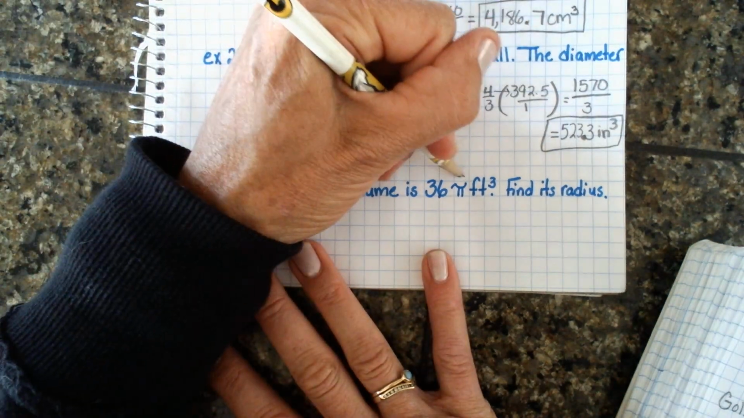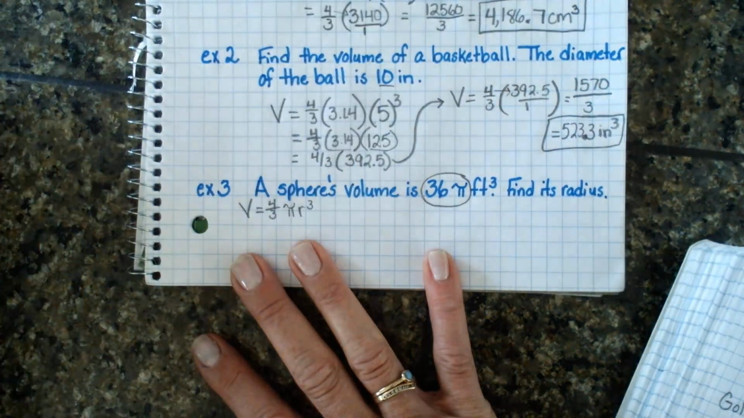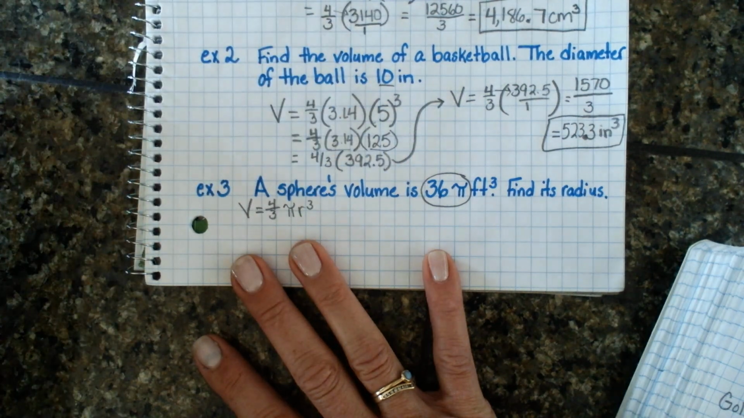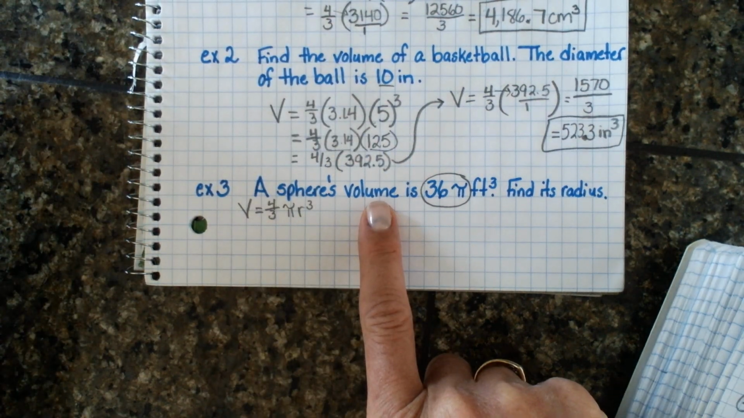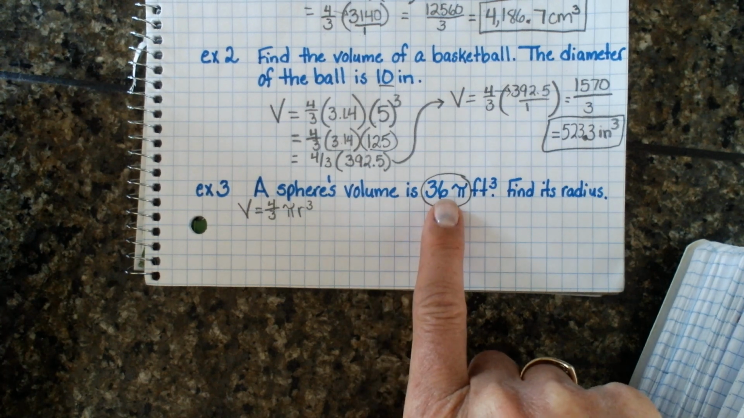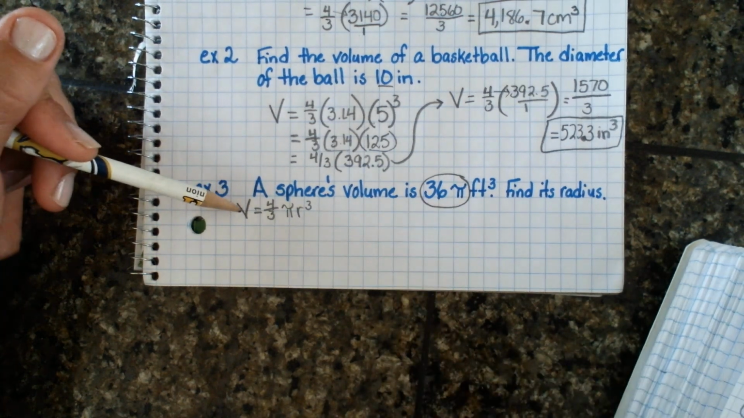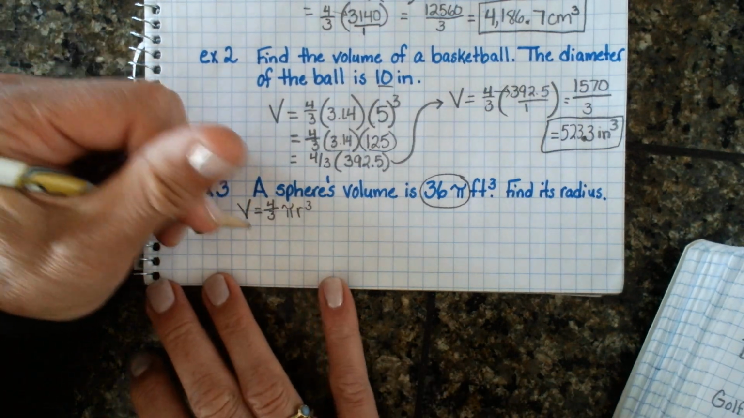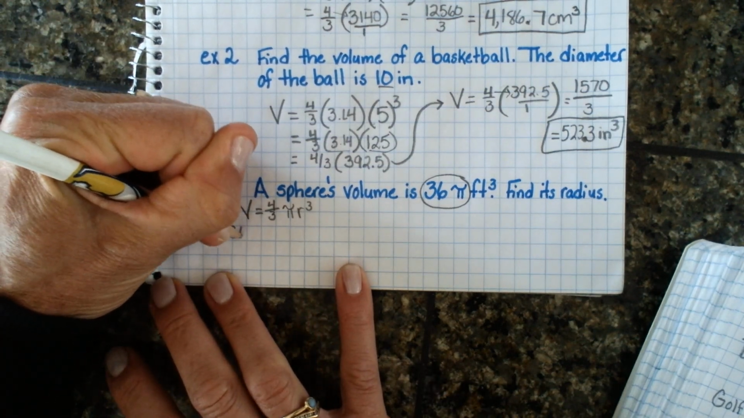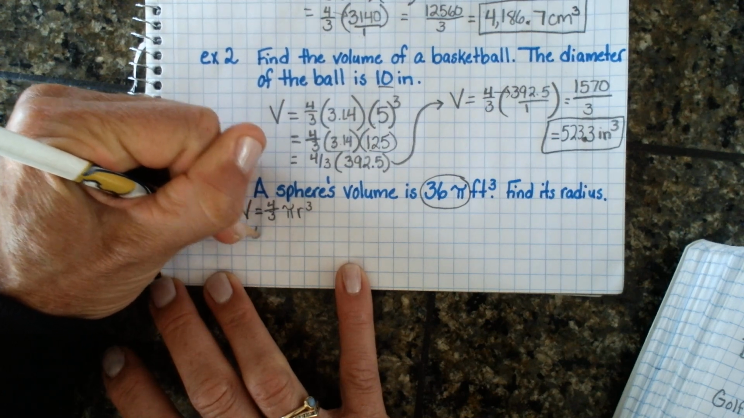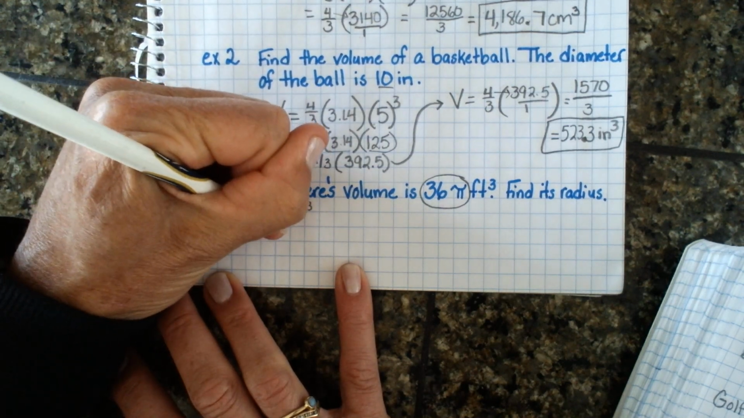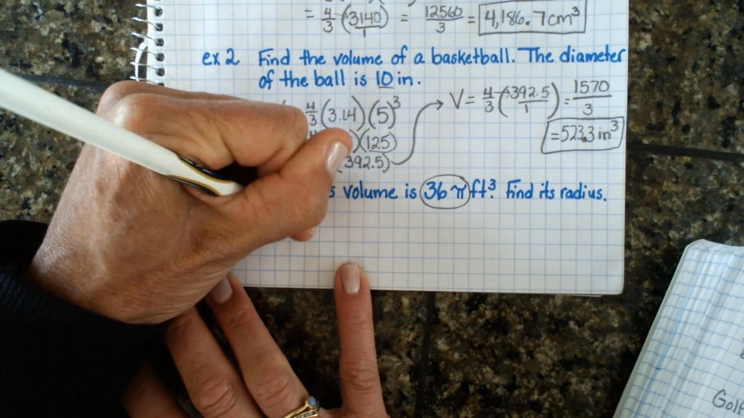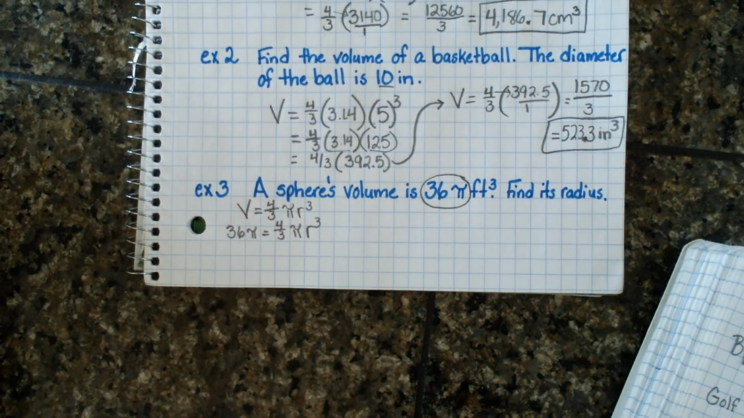Now, because they gave me the volume, what we usually think of as the answer, I'm going to be plugging that into my formula, and that is the volume. So when I substitute the volume into the formula, it goes right here where volume is. So it's going to look like this. 36 pi equals 4/3 times pi times the radius cubed.